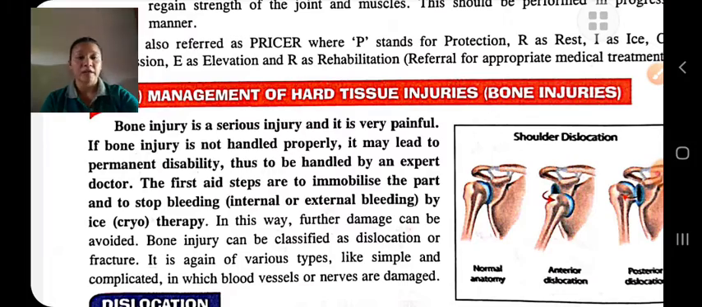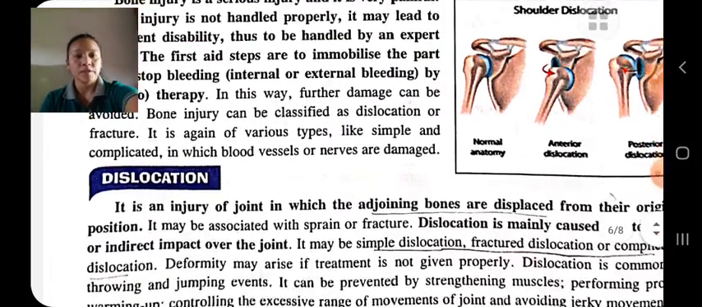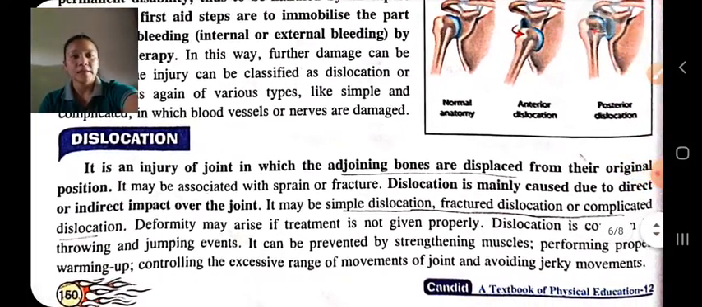dislocations and fractures. Dislocation is the injury of the joint in which the adjoining bones are displaced from their original position. It may be due to a direct or indirect impact over the joint.